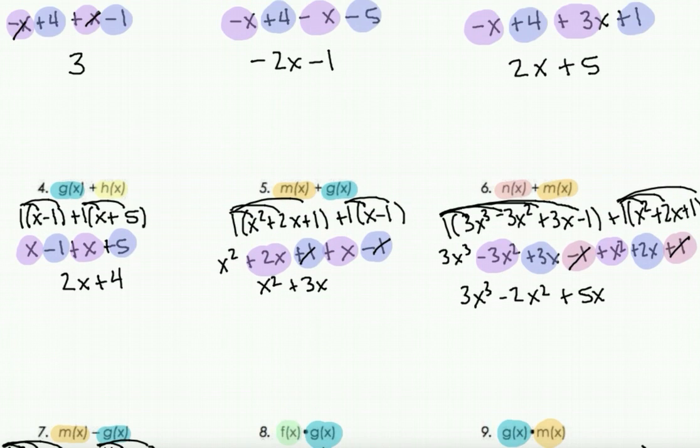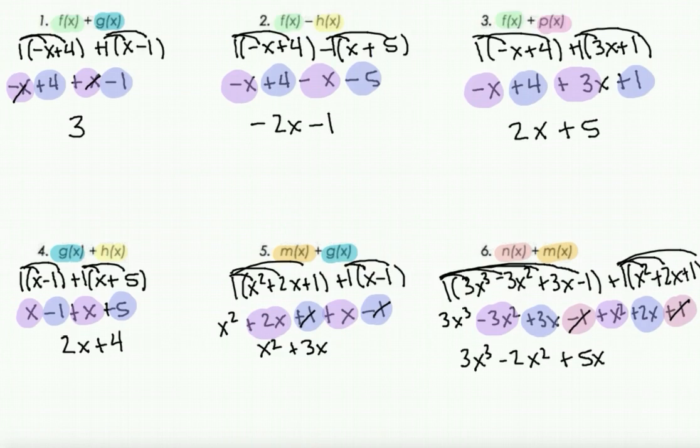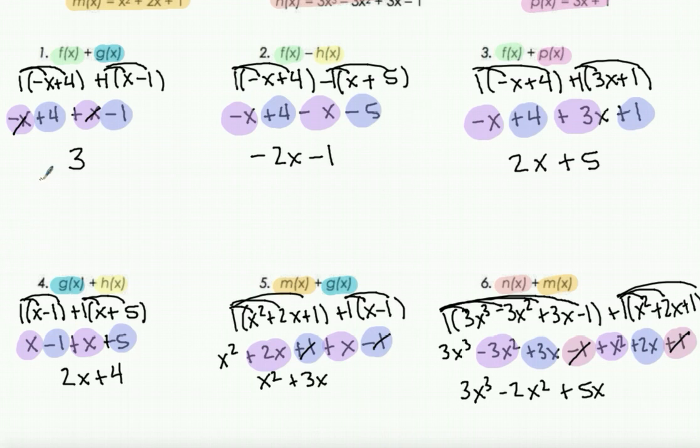Let's go back quickly to the beginning and let's name each of our answers. So on number 1, we only had one term. That was a term that did not have a variable. And so this is actually what we call a constant because it doesn't have a variable. And because it's got one term, it'll be a monomial. So this is a constant monomial.